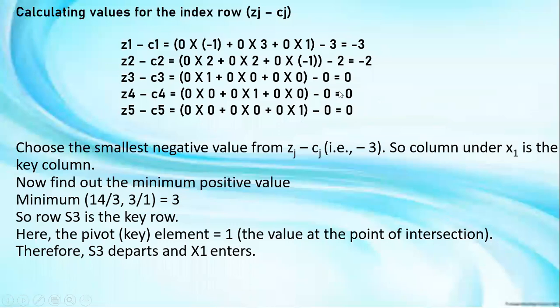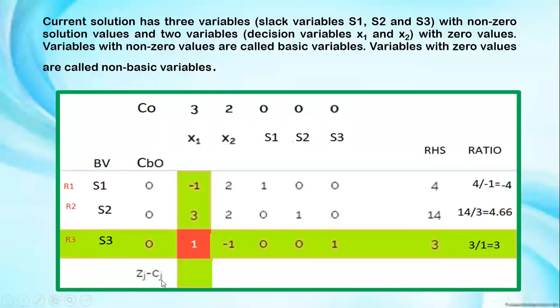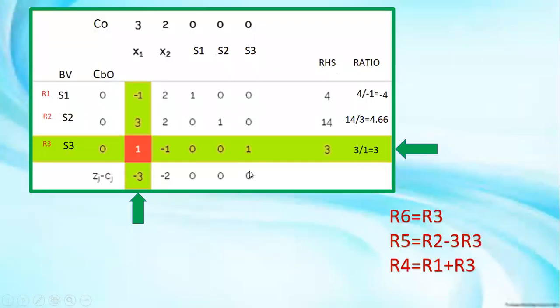If these Zj minus Cj values come all positive, then this will be the optimal solution. Otherwise, you have to carry out more iterations. If you see here, among these Zj minus Cj values, -3 is the most negative value. So lock that column.